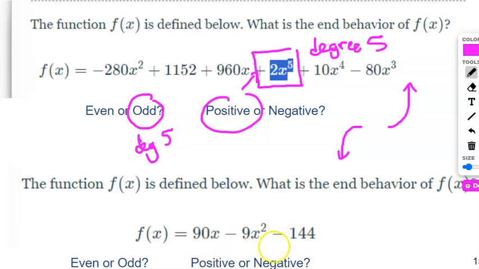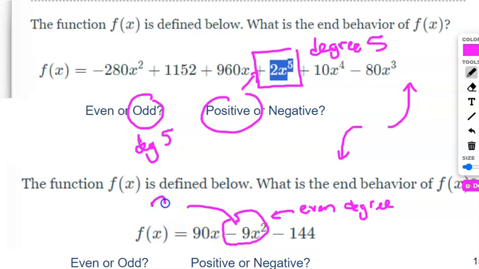So which one do we use on this last one? Which term do we use? Remember, we want the one with the degree, aka the highest exponent. So we want this one. The second power means it's an even degree function. But that coefficient on it is -9, which means it's going to be negative.